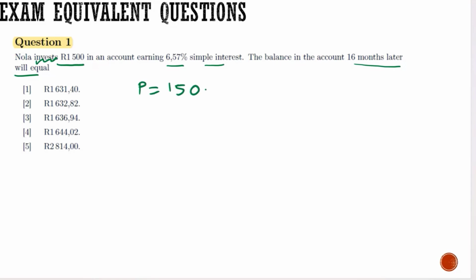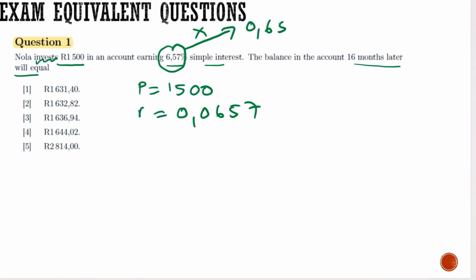Look at the English: Nola invests, that means now your present value is equal to 1,000. This is present tense. In an account earning a simple interest rate of 0,0657. Once again, be careful of this. Don't convert this into 0,657. That is an error. You convert this as 0,0657. And then this is a simple interest. You already know that you're going to be using a simple interest formula.